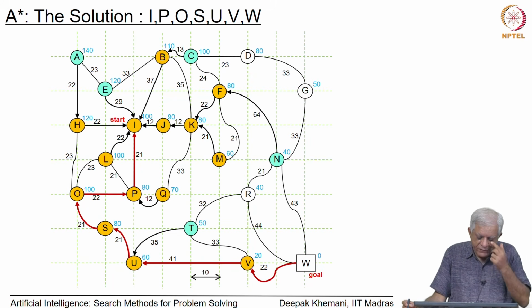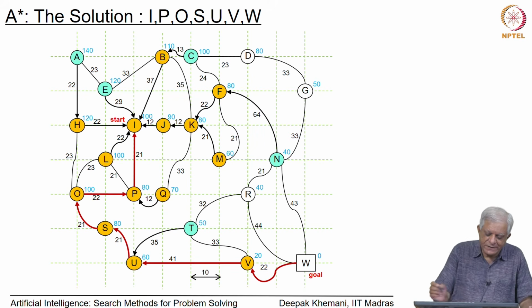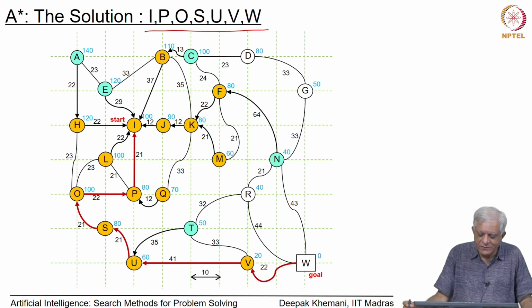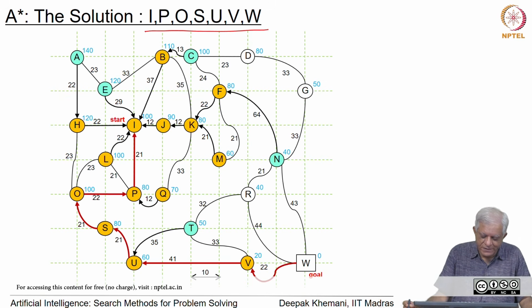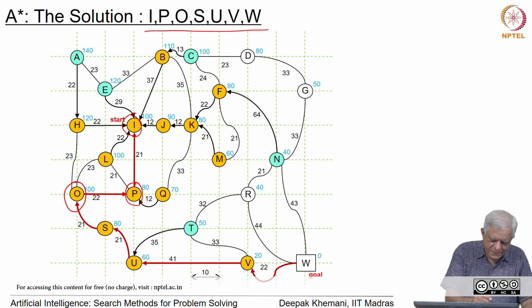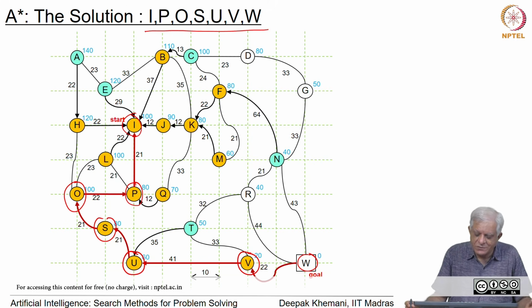We will look at variations of A star that do that as well. So, if you were to list the path that has been found, you can see that the path is given here. It is the list of nodes starting with the node I, the node P, which is on the optimal path. If you are asked to list the nodes, then this is the list that you would be expected to give, for example, if you are writing an exam or doing something like that.